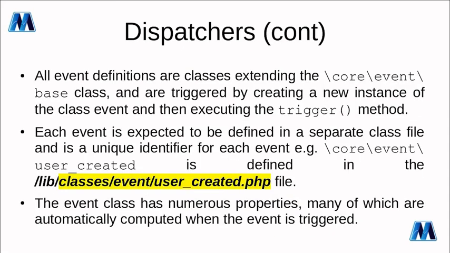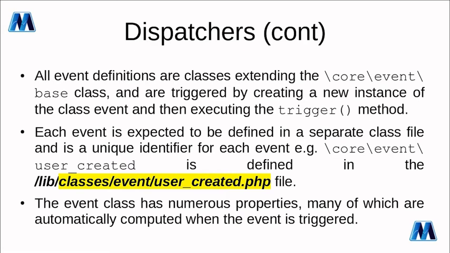Okay. All definitions extend the core event base class, and they are triggered by calling the trigger method of the class. Every event is expected to be defined in a separate class file, and that's part and parcel of your namespacing auto-loading requirements anyway. So for example, the core user created event is defined in the classes/event/user_created.php file. So you see how that works. And we're going to create a dispatcher, and you'll see it in action when we do that.